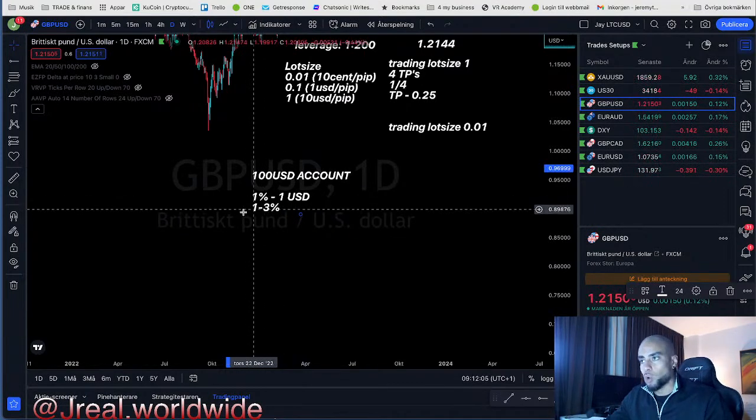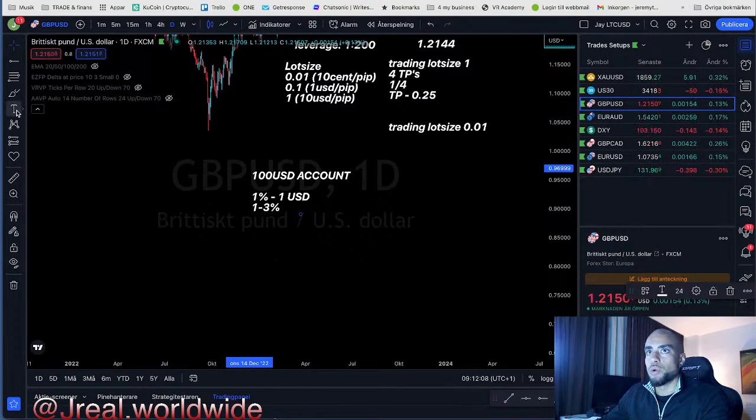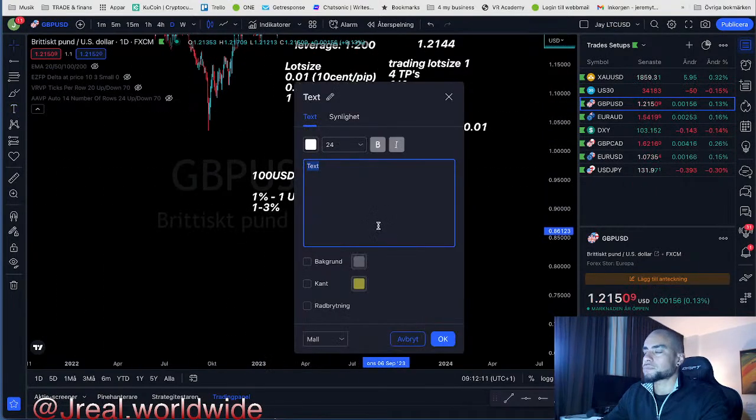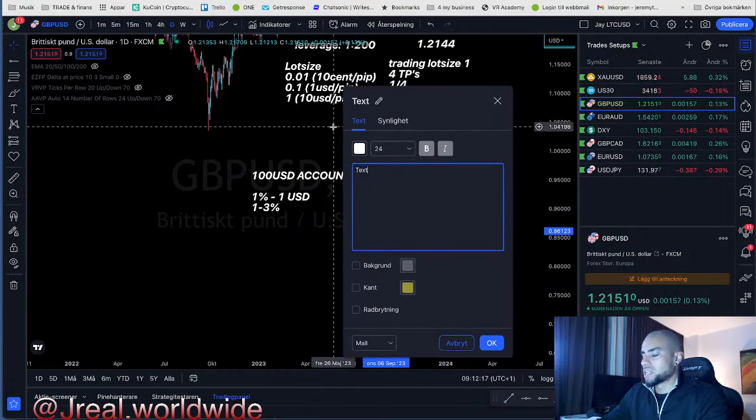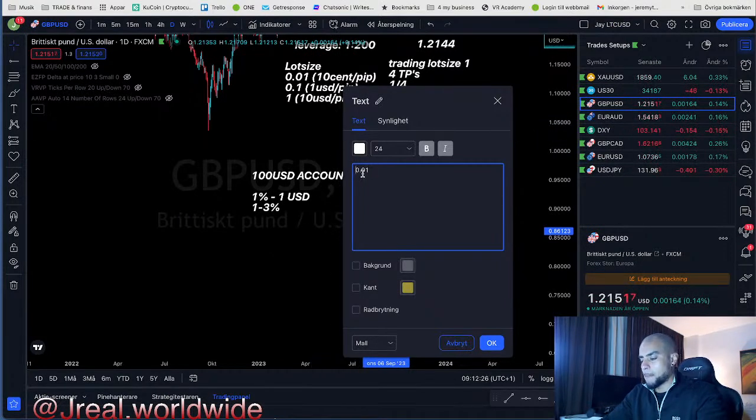All right. So let's say you are trading with a lot size. If you have a $100 US account, you're trading with a lot size that is 0.01. Now a lot size 0.01, what is that? That's a micro lot. We already spoke about that. Micro lot, and that is 10 cent per pip. So it means if you're trading with a lot size 0.01, you gain or you lose 10 cent for every pip the market moves.